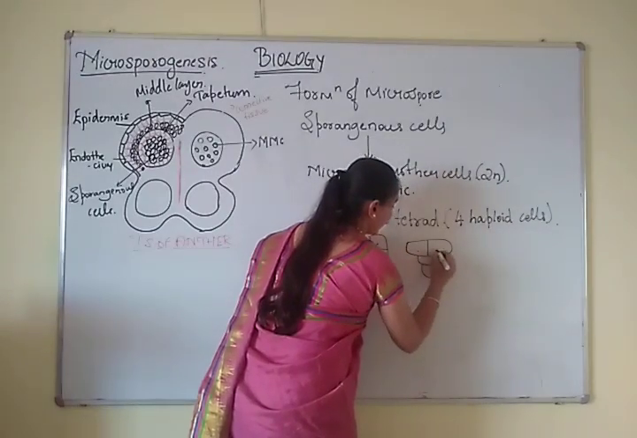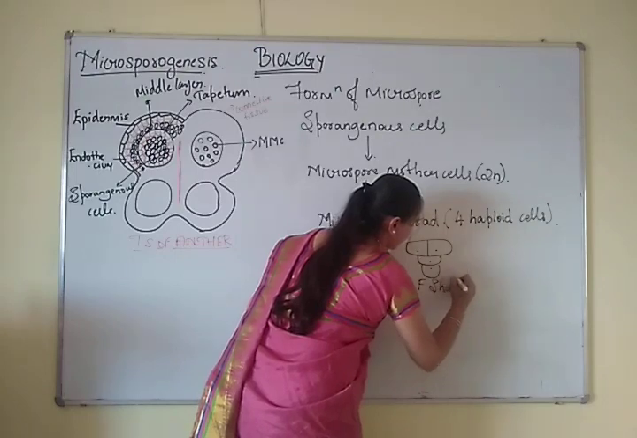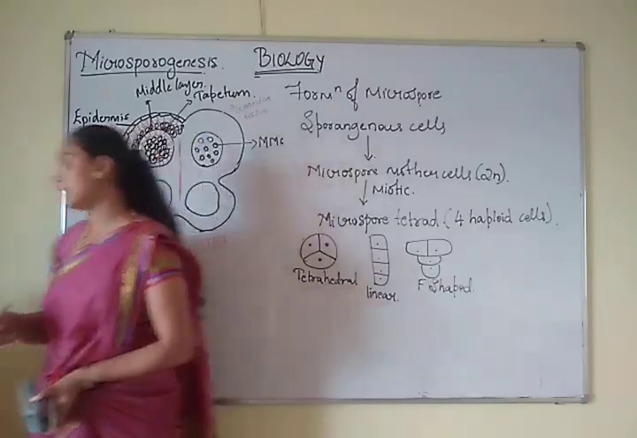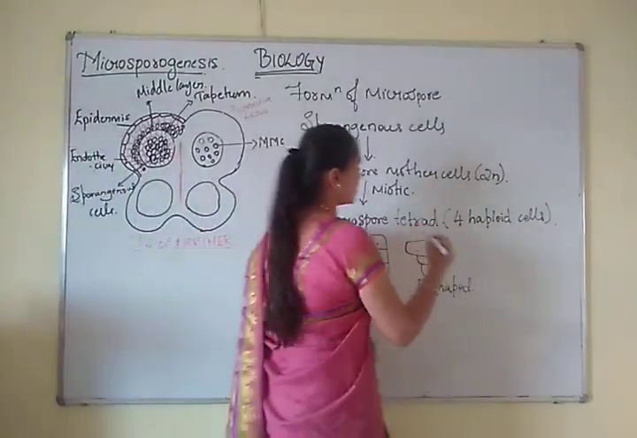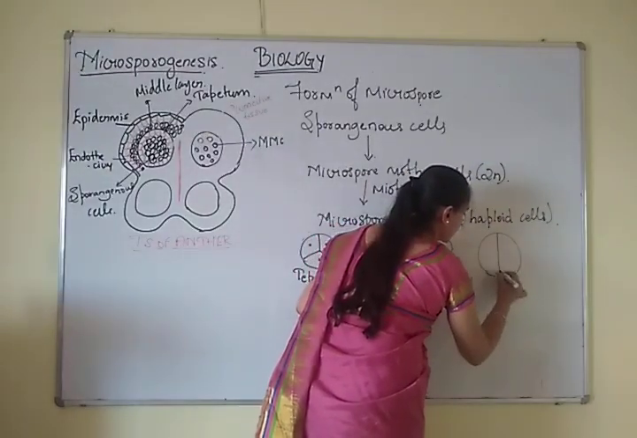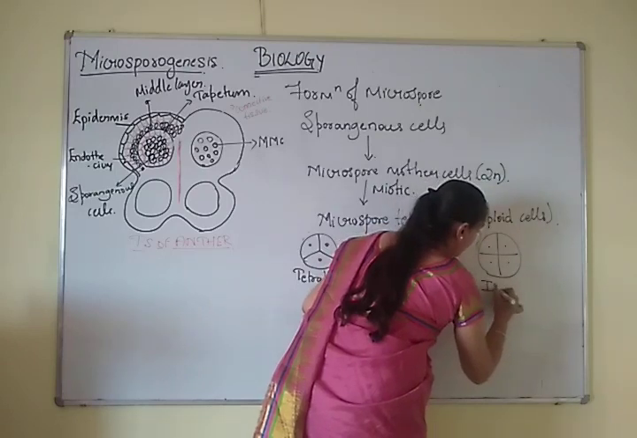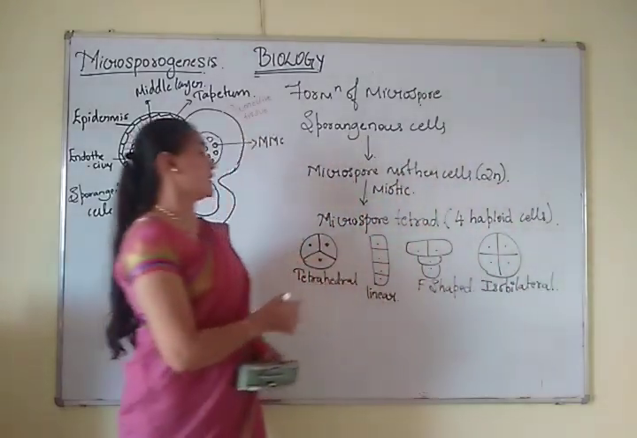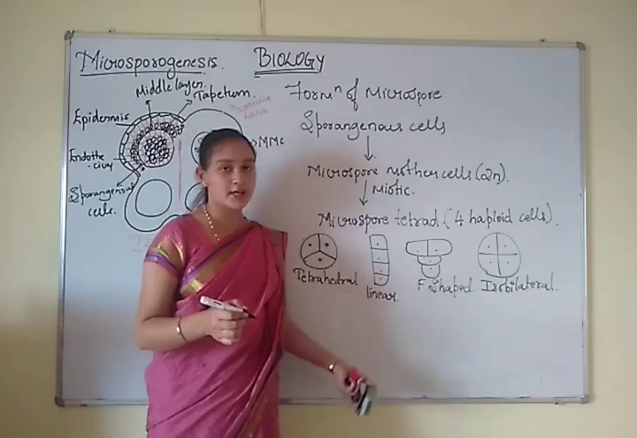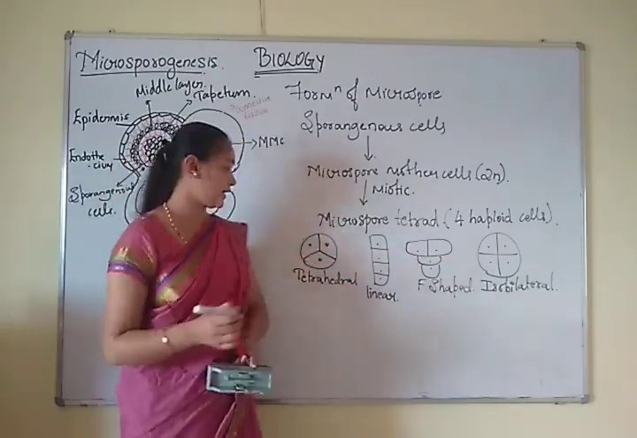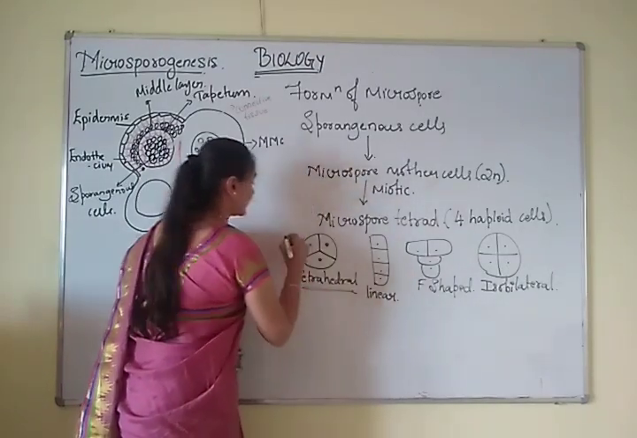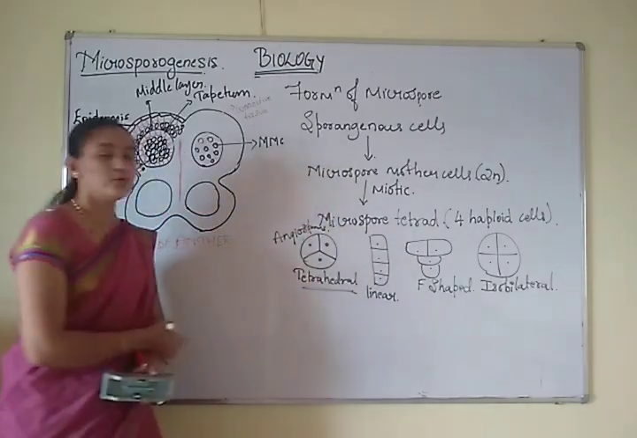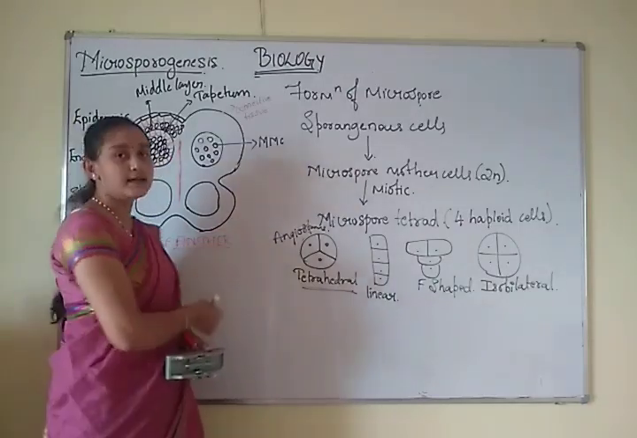If it is arranged in this form, then it is called a T-shaped tetrad. And next, suppose the microspores are arranged in this form, then it is called isobilateral. These are the different shapes gained by the microspore tetrad. Majorly, the tetrahedral shape is observed in angiosperms. So in angiosperms, we can see the tetrahedral shape.